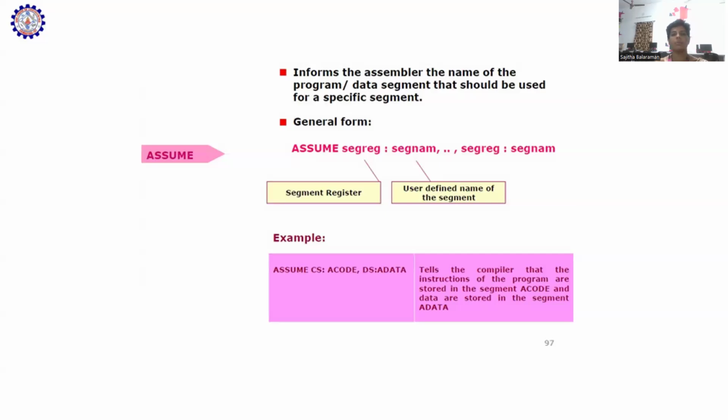In the previous example, we saw it as SEG name SEGMENT, and the SEG name was the user-defined name for the segment which you are defining. Likewise, whichever segment you want to name, it can be given in this ASSUME. In the example, you can see ASSUME CS colon A code, comma DS colon A data. Here, the code segment is assigned the name A code and the data segment is assigned the name A data. A code and A data are nothing but the names of the segments which the user has defined.